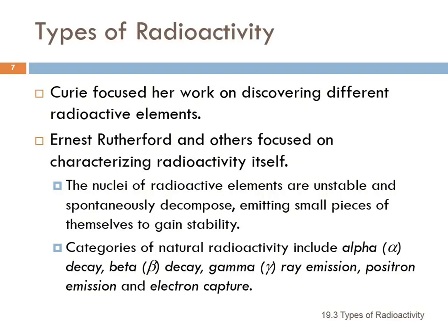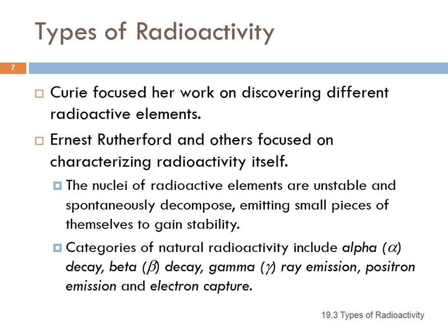There are different types of radioactivity. Curie was focused on discovering different elements that gave off radiation. Ernest Rutherford and many others focused on characterizing the radiation itself. And so we've come to understand that the nuclei of radioactive elements are unstable, and what they do is they spontaneously decompose. And so they'll shoot out small pieces of themselves to gain stability.